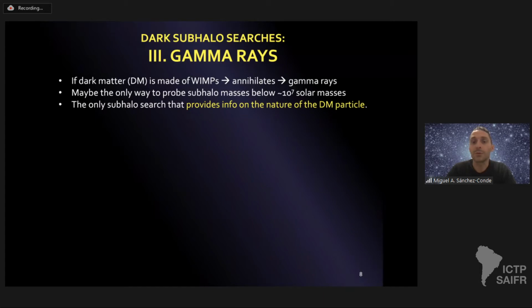Interestingly, this may be the only way to probe subhalo masses below 10^7 solar masses, provided that the subhalo is close enough to the Earth. You can have a tiny subhalo, much lighter than this mass, but very, very close to us, and it could still yield a very relevant annihilation flux. And also, more importantly, it will probably be the only subhalo search that will provide information about the ultimate nature of the dark matter particle itself.